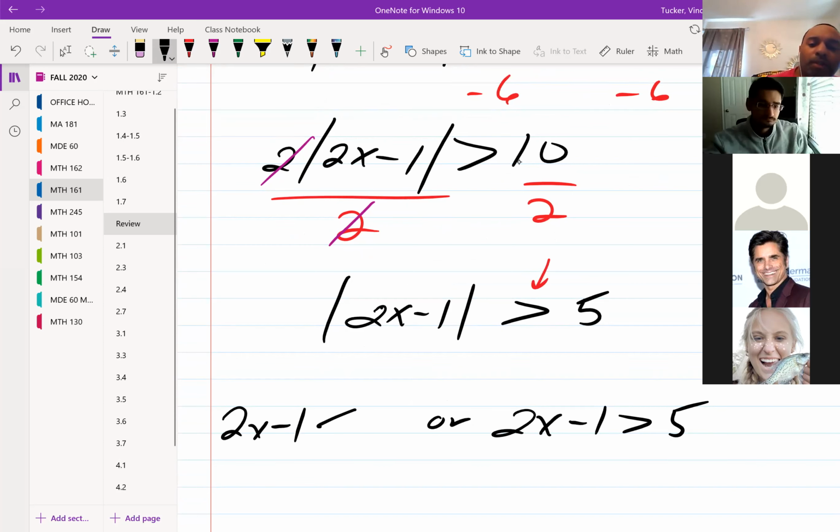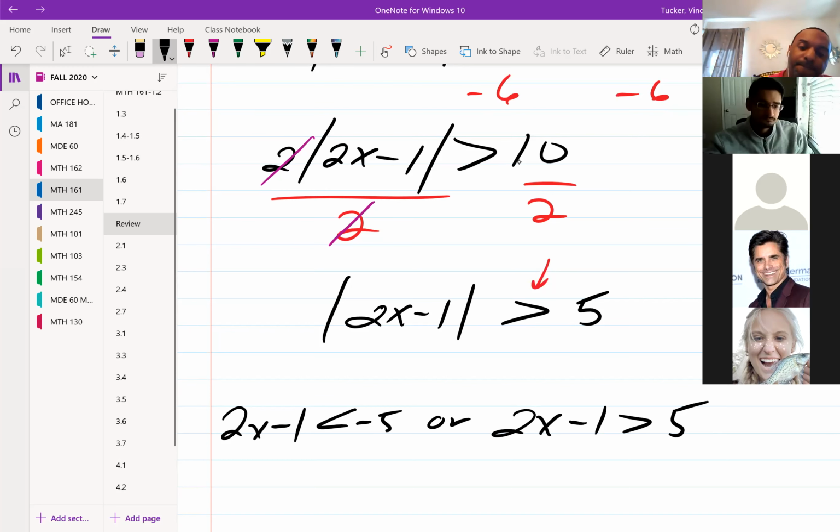Less than negative 5. So you write it that way. And that's where I get confused at my math lab. What do you mean? Where's the confusion? The way they set it up is like you have to see the problem.